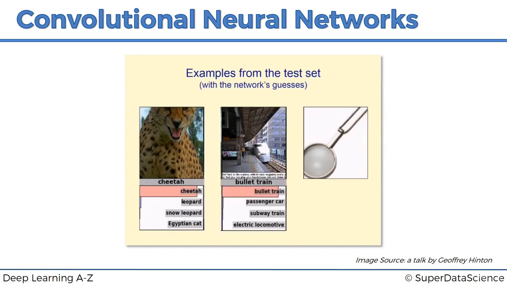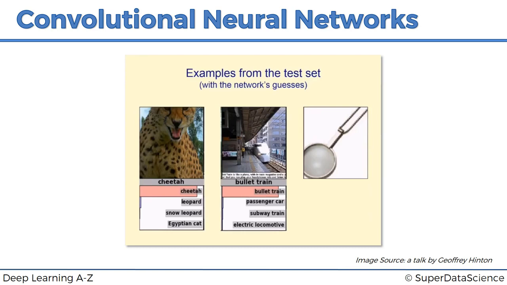That is a bullet train. And the neural network was able to distinguish between bullet train, passenger car, subway train, electric locomotive. Those are the top choices. Of course, it had many more options. These neural networks learn to distinguish from not just 4 categories, from dozens, thousands of categories at the same time. So those are the 4 options that it picked. And so that's bullet train, and it's bullet train.